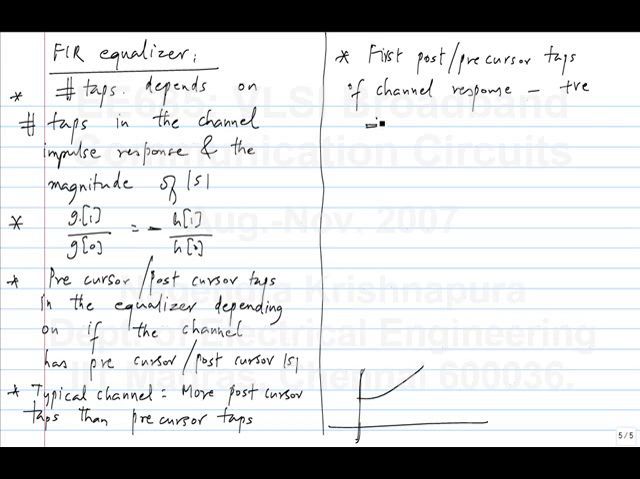positive. So this implies that the corresponding ones in the equalizer are negative. So that's it. You know how to make an equalizer. If you know the channel response now, you can make an equalizer, right?